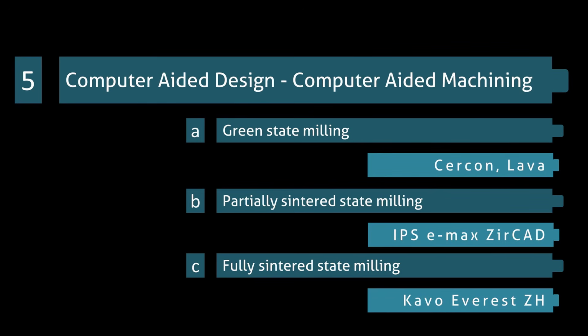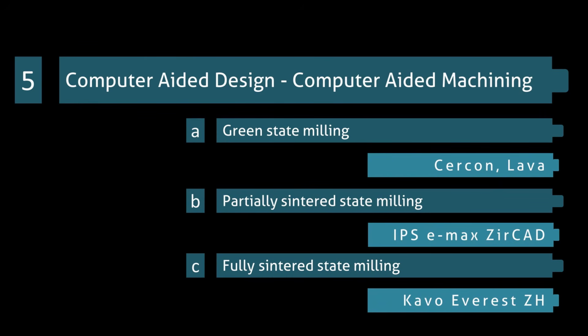Green state means it is a soft ceramic which is not heated. It will be extremely easy to grind these blocks. Partially sintered blocks are harder than green state ceramics. After grinding, they have to be completely sintered. Fully sintered ceramics are the hardest, and after milling, it can be directly fixed in the patient's mouth immediately. It does not require a time-consuming sintering procedure as it is already sintered, but milling time will be more compared to that of the other two types.